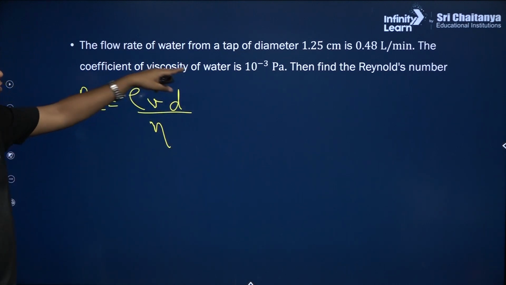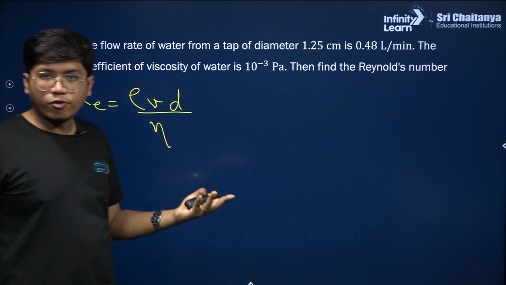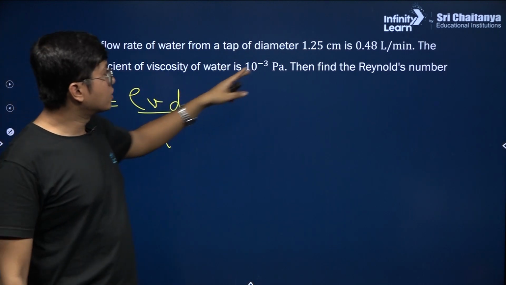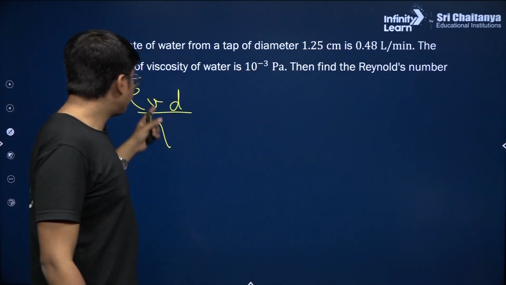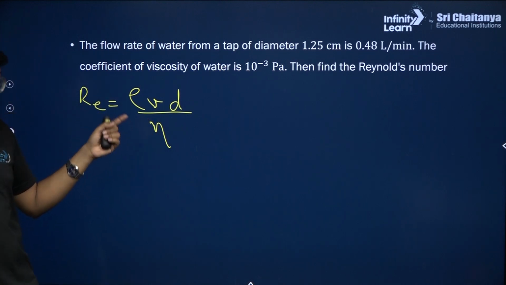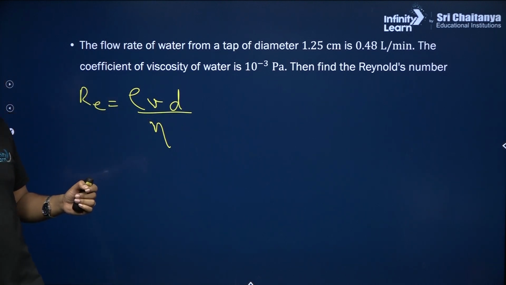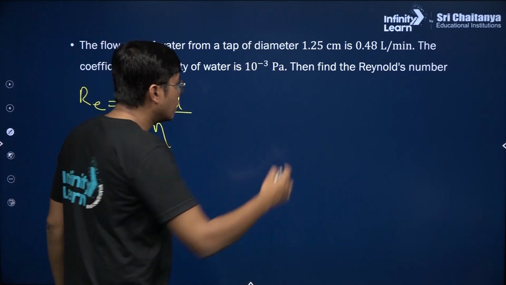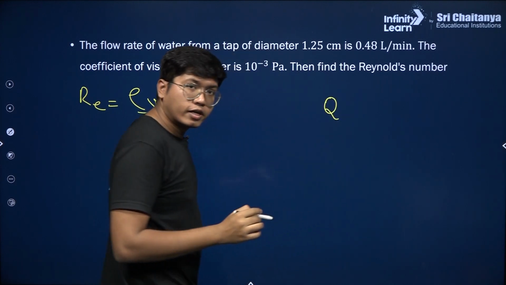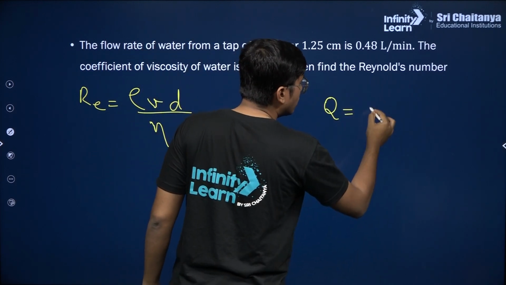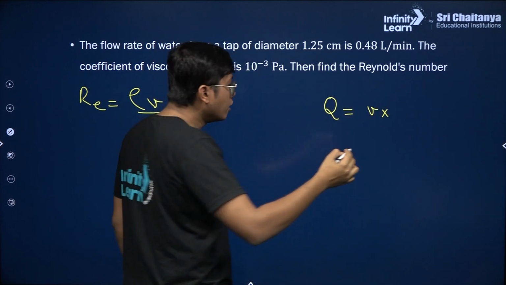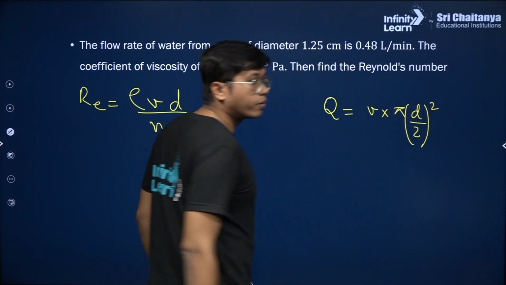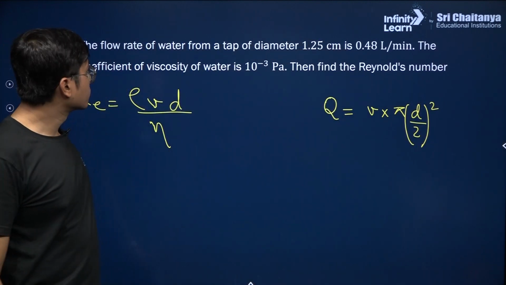Now we have been given the coefficient of viscosity. We know the density of water, it is 1000 kg per meter cube. We know the diameter of the pipe, it is given to us, right? But the speed of flow is not given. So we have to put in the speed of flow over here. How do we get that out? We have been given the flow rate. Flow rate is Q, right? And Q is equal to V into the cross sectional area, which would be pi into d by 2 whole square, right?